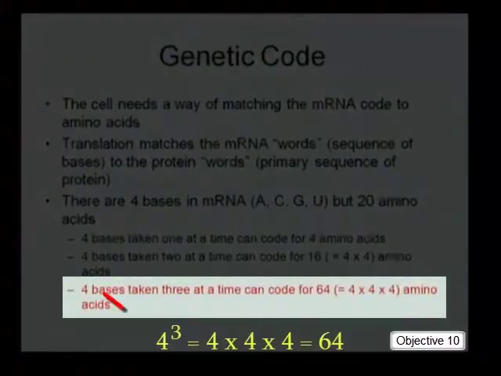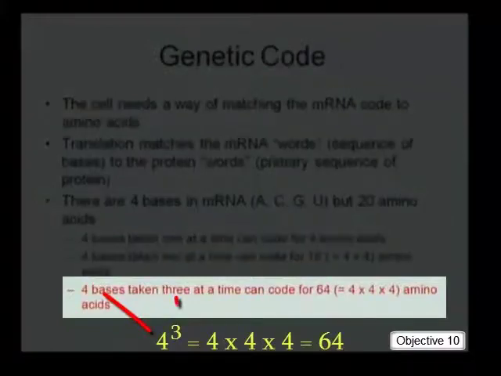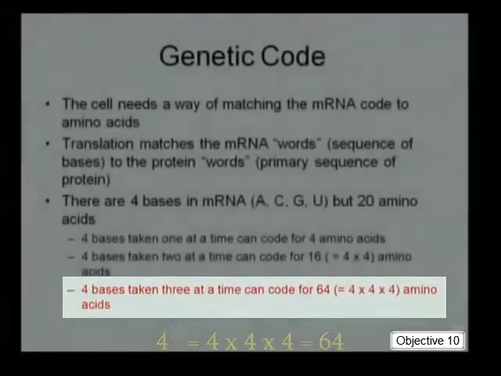If I take them 3 at a time, I have 4 times 4 times 4, or 4 cubed, 4 to the 3rd possible combinations. That allows me to code for 64 amino acids. So 3 is the minimum number of bases that can code for 20 amino acids. And that's why the codons that we looked at in earlier objectives had 3 bases in them.